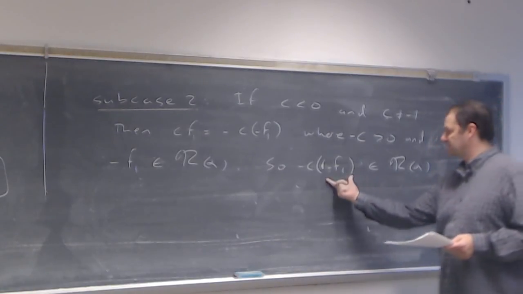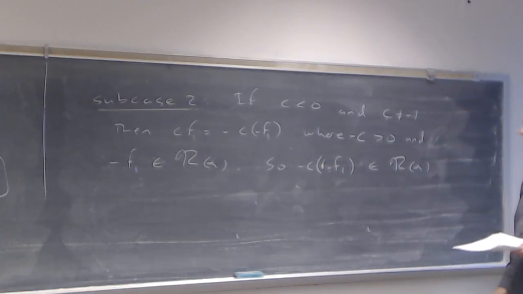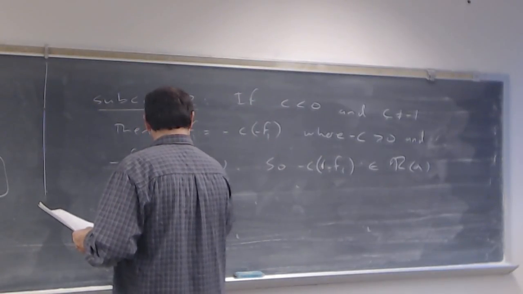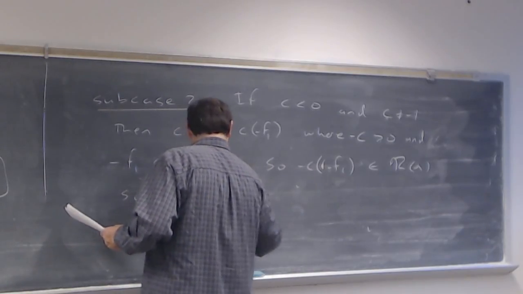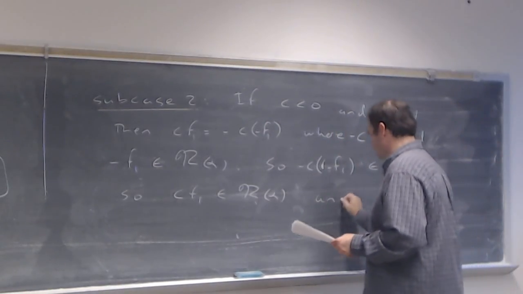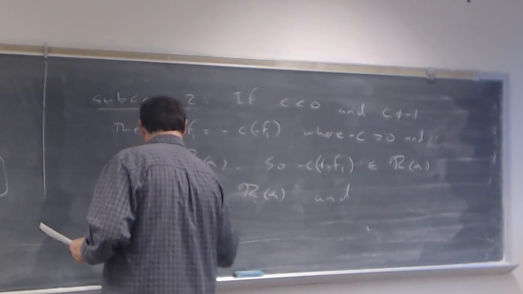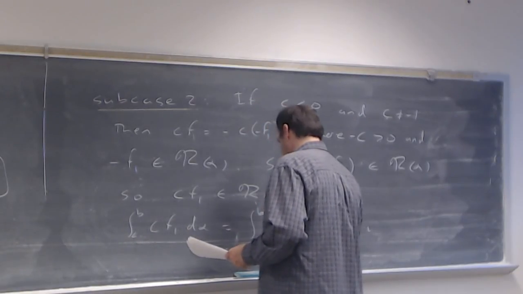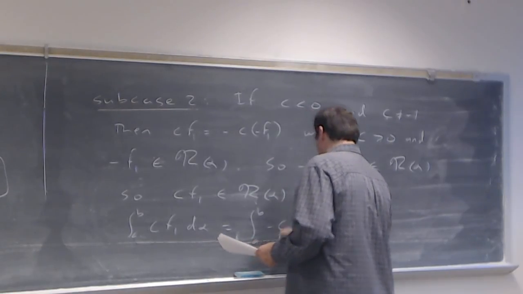Okay, so why is that? Because this is Riemann integrable, and this is a positive number in this case. And we did that in case 1, if you will, this part of the theorem. So that says that c times f sub 1 in this case is an element of Riemann integrable functions with respect to alpha. And if we look at the integral from a to b of c times f sub 1 d alpha, well, that's equal to the integral from a to b of minus c times minus f sub 1 d alpha.